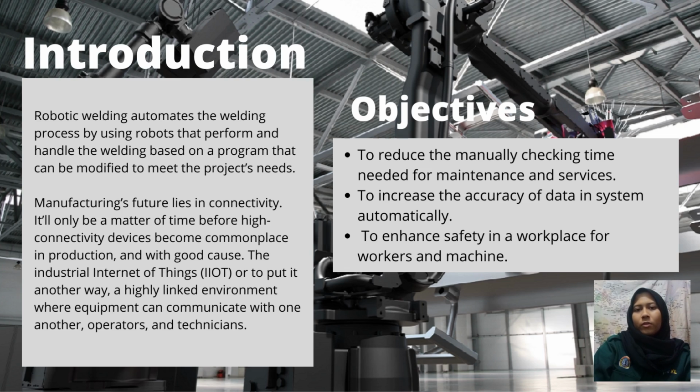Robotic welding automates the welding process by using a robot that performs and handles the welding based on a program that can be modified to meet the project needs. Manufacturing features less connectivity. It will only be a matter of time before highly connected devices become commonplace in production, and with good cost, the Industrial Internet of Things, IIoT, or to put it another way, a highly linked environment where equipment can communicate with one another, operators and technicians.